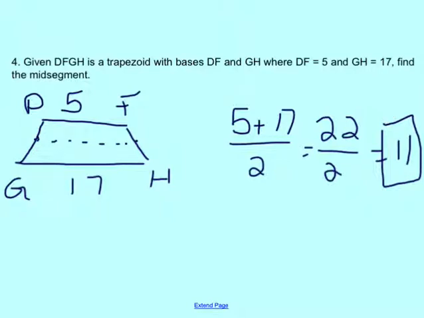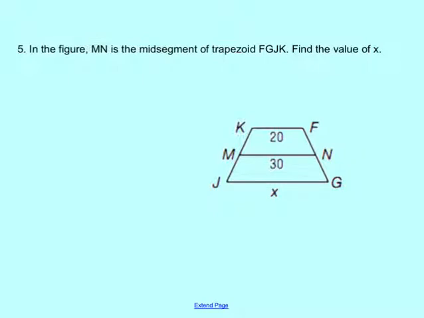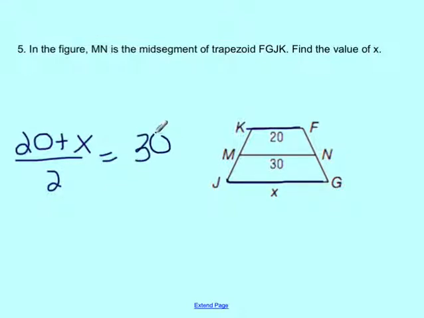Now let's take a look at number 5. So for number 5, in the figure, MN is the midsegment of the trapezoid JFGJK. Find the value of x. So I know to get the midsegment that I have to take the sum of my two bases, which are 20 and x, because remember your bases are these lines on the trapezoid, divided by 2. And that's going to be equal to the midsegment. So now I have to solve this for x.